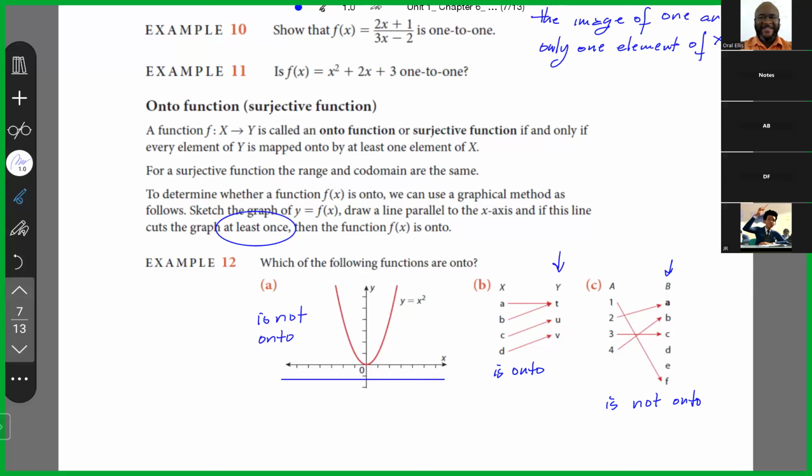You'll also notice that for C, the codomain and the range are not the same. And for an onto function, the codomain and the range are the same. Elements in the range are A, B, C, and F. Elements in the codomain are A, B, C, D, E, and F. They are not the same. Therefore, C is not onto.